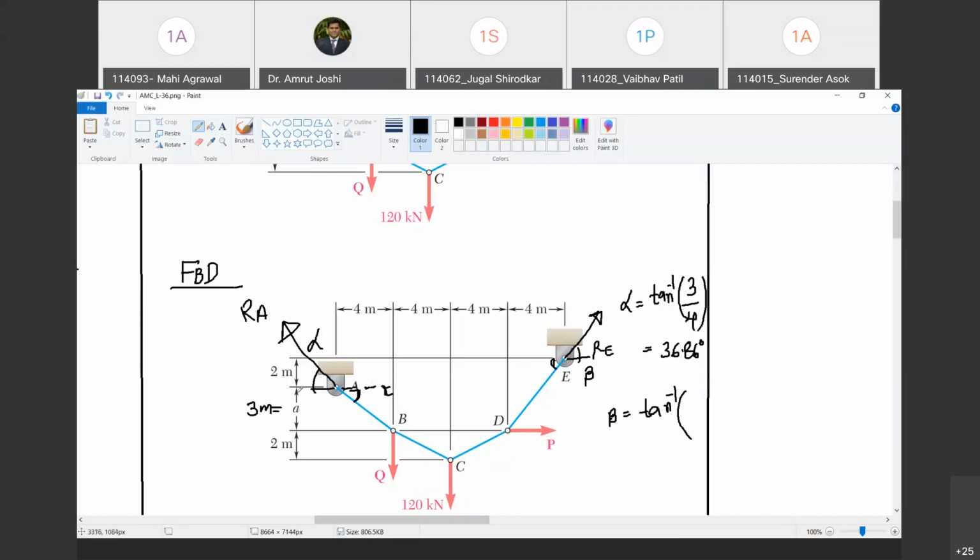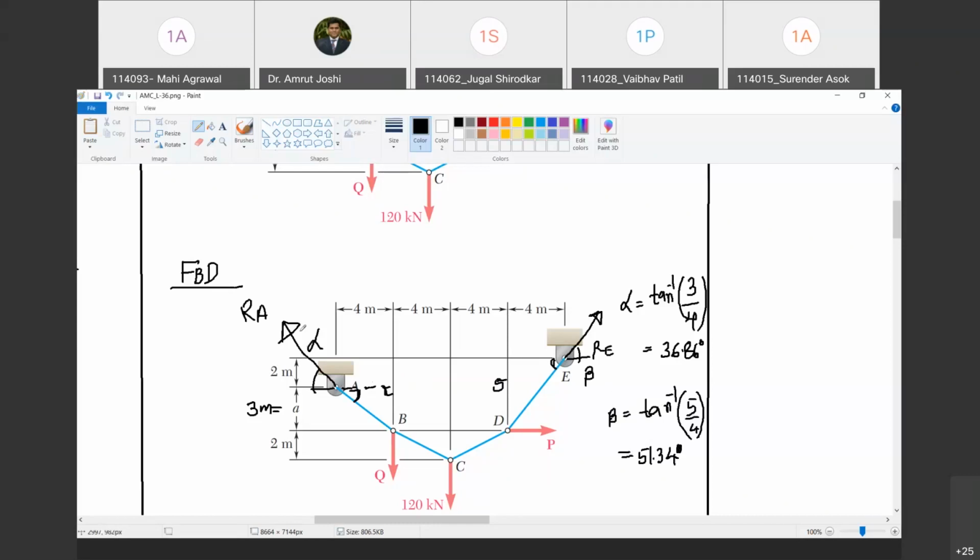Now E is at distance 5 meter from D. Do you agree with me? This is 5 meter. Yes, sir. देखो ये A है 3 मीटर प्लस ये 2 मीटर, so total 5 मीटर. So tan inverse of 5 by 4. Happy? So 51.34. So beta is 51.34. So we have now calculated alpha and beta, both the angles are known.